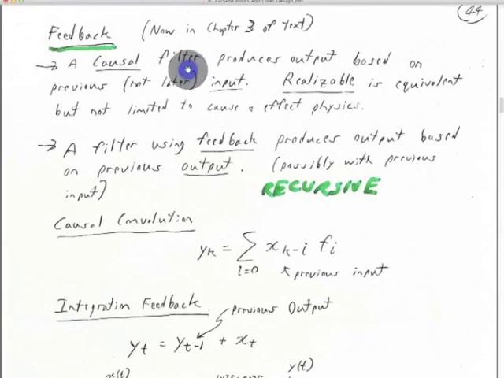So a causal filter produces output based on previous input, not later input. If you imagine building a circuit which does that filtering, not doing the filtering in the computer as we're always going to do here, but actually building a circuit, the circuit is seeing the waves come in, and there's no way that circuit can anticipate or make use of data that has not come in yet.